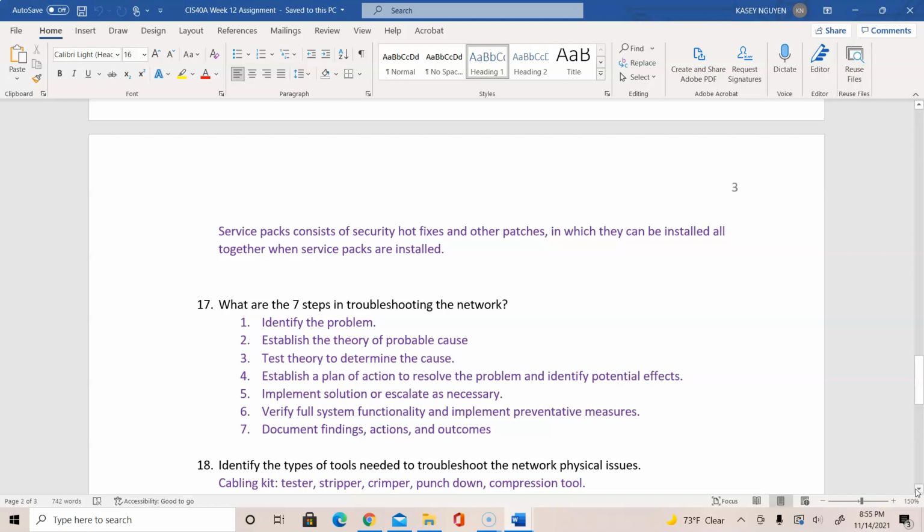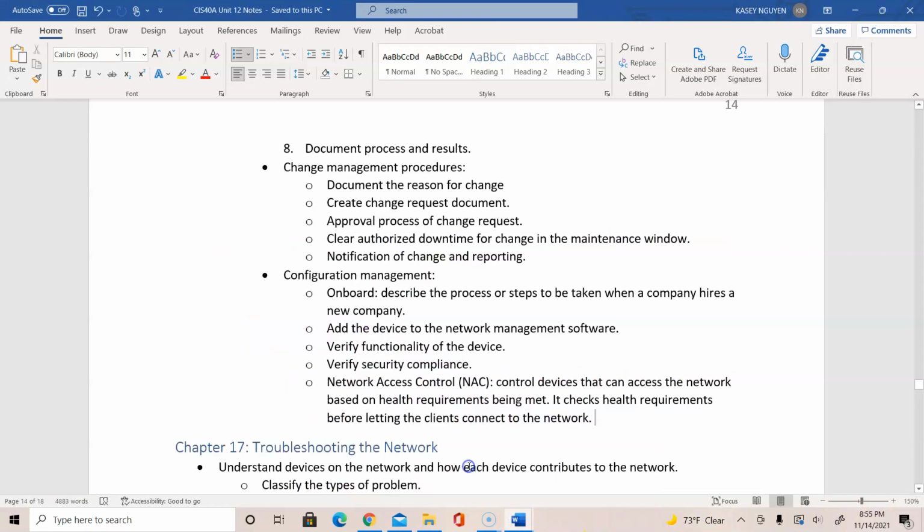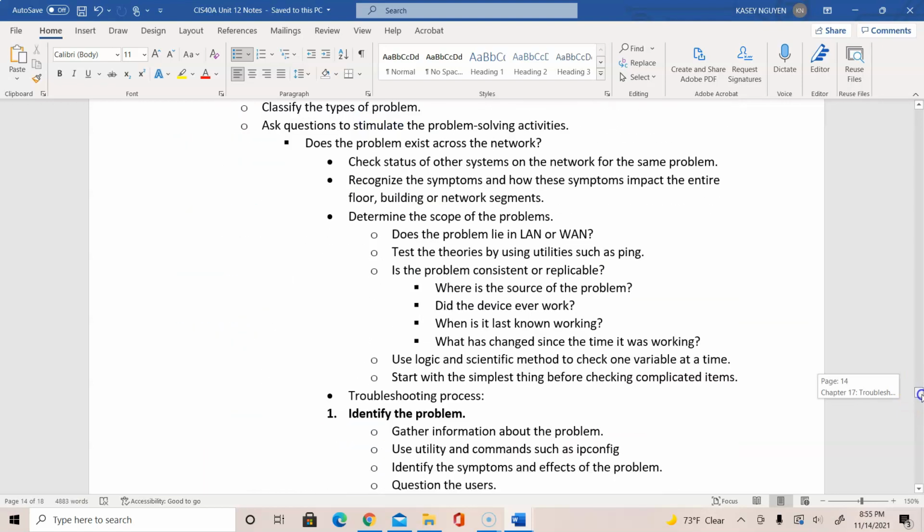After that, we would implement the solution, or if we cannot solve it there, we need to escalate further. And we would verify full system functionality if it's working and implement preventative measures. Lastly, we will document findings and actions and outcomes. So in chapter 17, it talks about troubleshooting the network, and those are the steps.